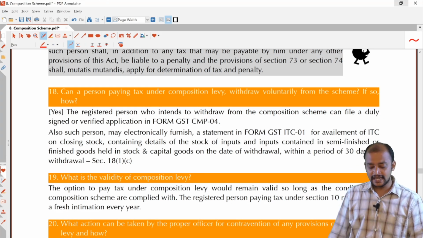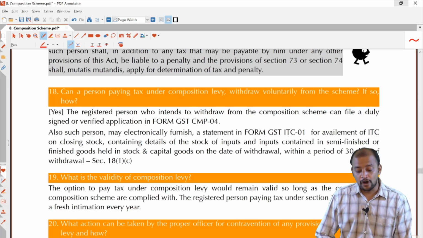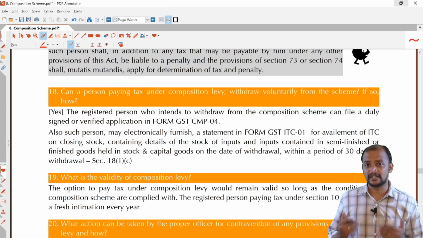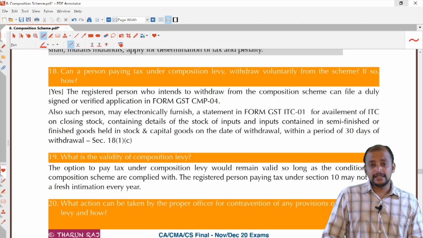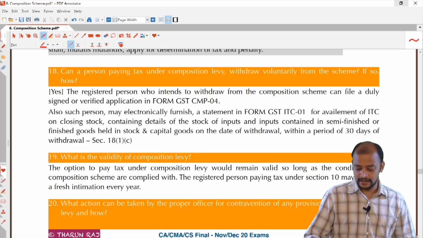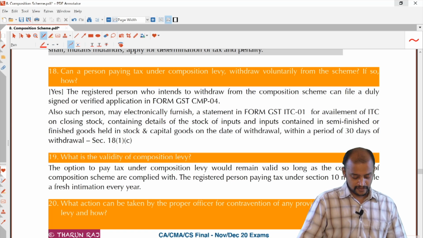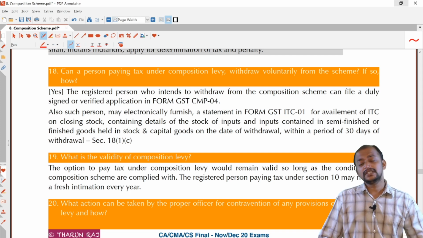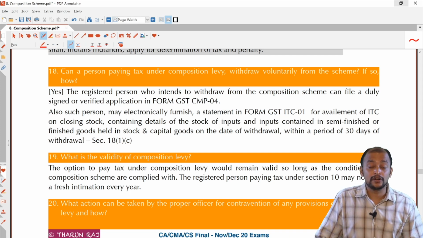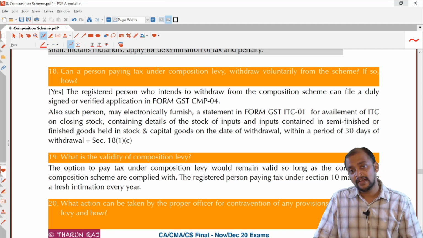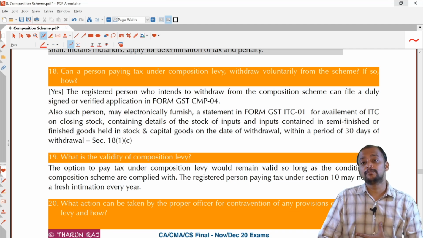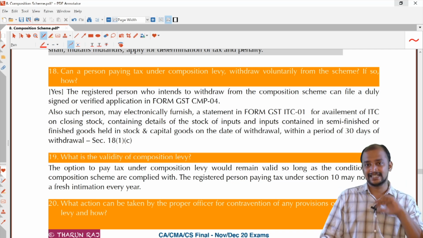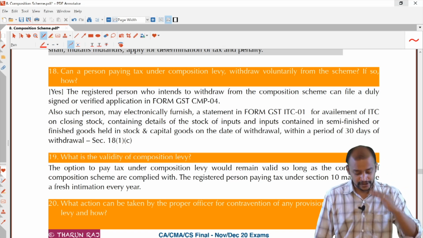Can a person paying tax under the composition scheme withdraw voluntarily from the scheme? If so, how? See, all this information is based on the rules. Whenever a person wants to withdraw from the composition scheme, why would a person need to withdraw? Is there any logic in that? Yes. What is the reason why I am going into the composition scheme? Because I am thinking that I can increase my volume. When I can increase my volume, I will get more total profit, even though my profit per unit or per sale is less. That's the reason why I go into the composition scheme.